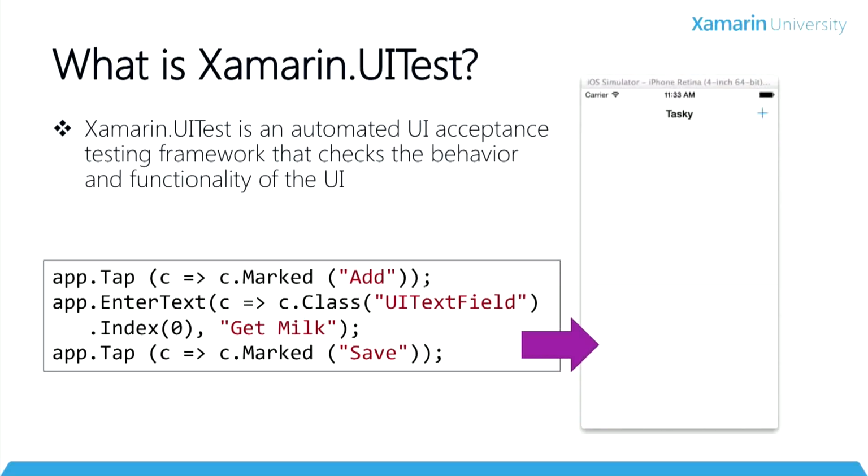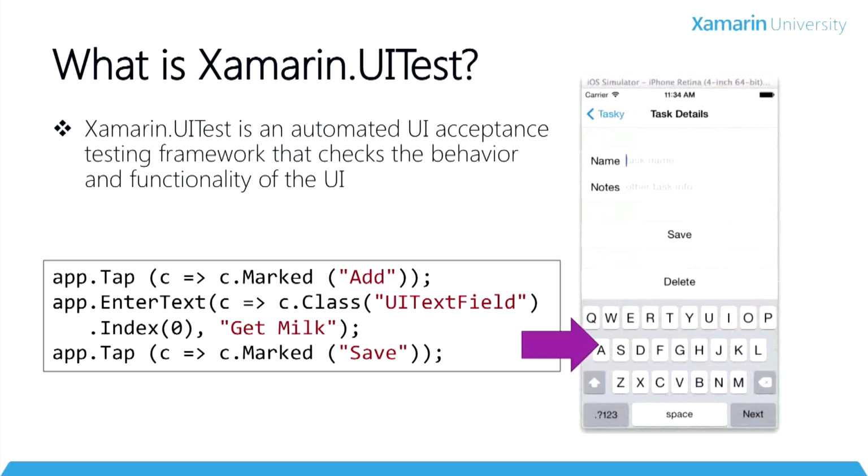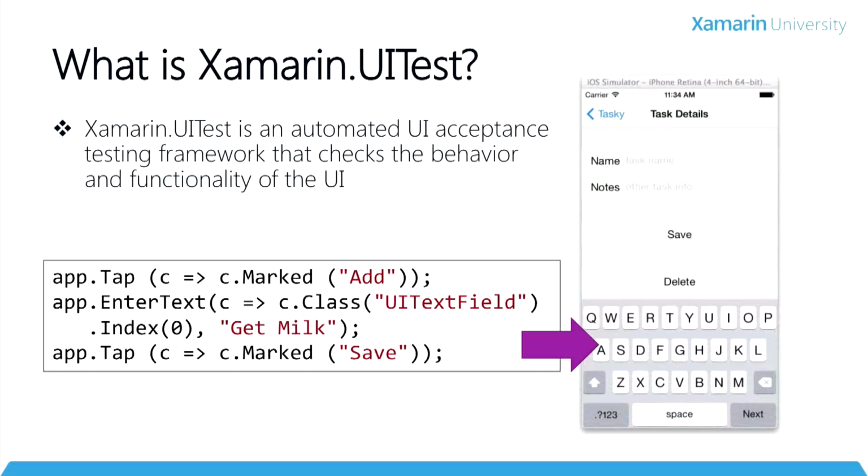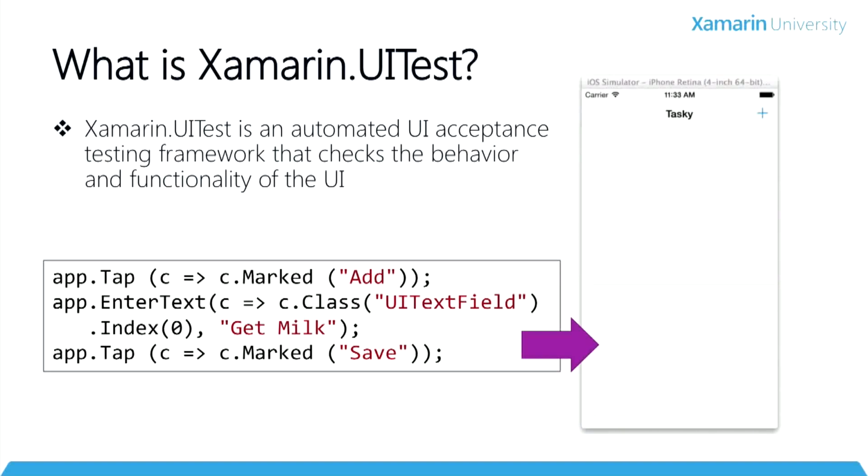Xamarin.UITest is based on Calabash, one of the world's most popular automated testing frameworks for mobile apps. This framework presents a uniform interface to cross-platform testing for any iOS or Android app, including non-Xamarin applications, and even hybrid apps that leverage HTML and CSS in web views.